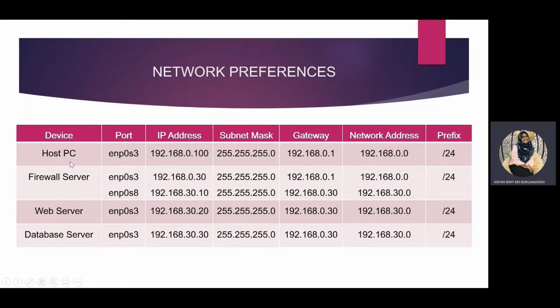Here we have the devices: host PC, firewall server, web server, database server. And then we also have the ports, which are enp0s3 and enp0s8. Each of the ports has its IP address, subnet mask, gateway, network address, and prefix.